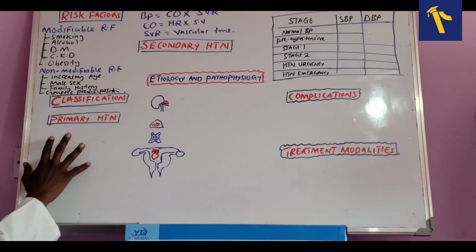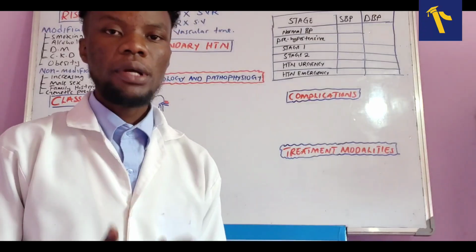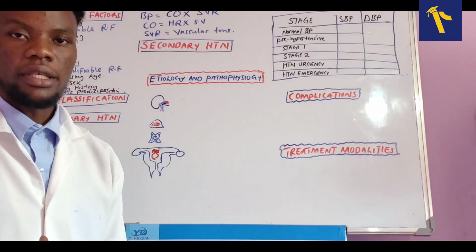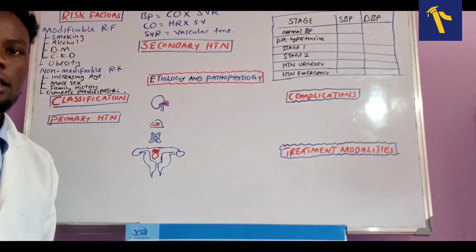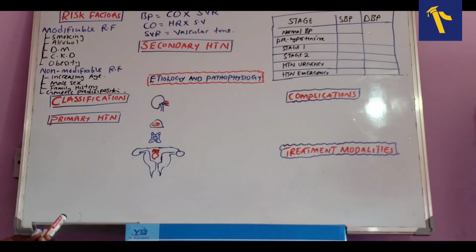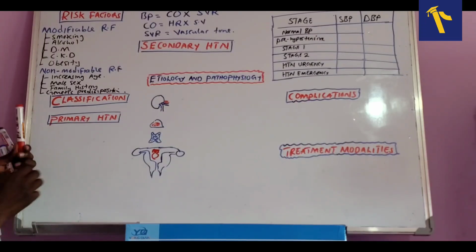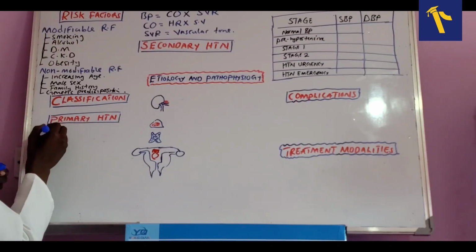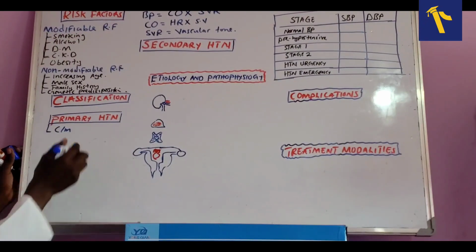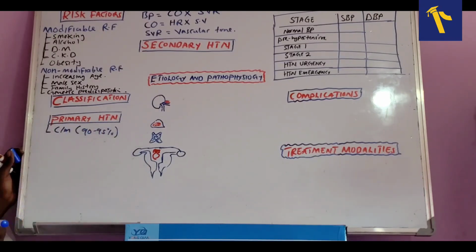Okay, so now we'll start with the first one, primary hypertension. Primary hypertension is a type of hypertension where most cases are idiopathic, where the cause of that hypertension we don't know, and it's a common type of hypertension. What we're simply saying about this disorder is that it's a common type of hypertension in 90 to 95% of cases.